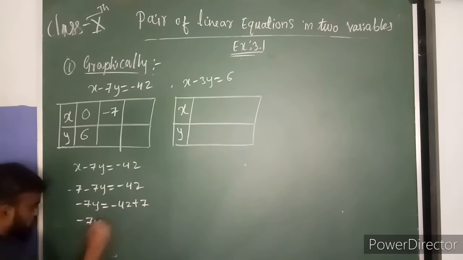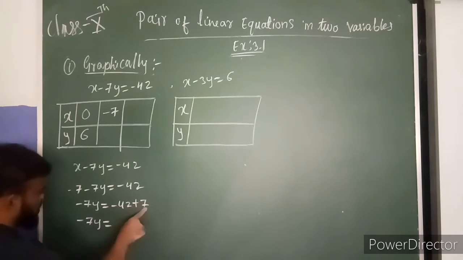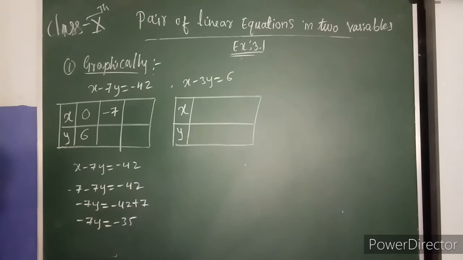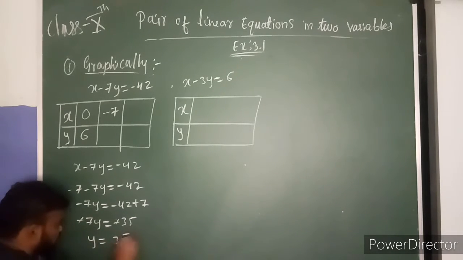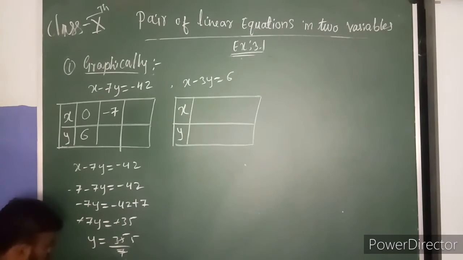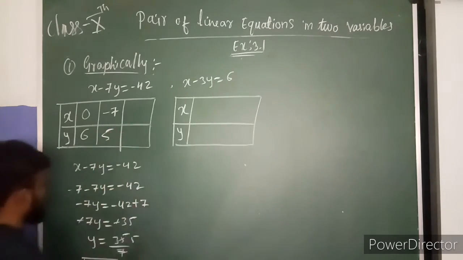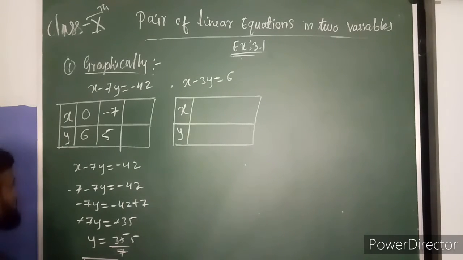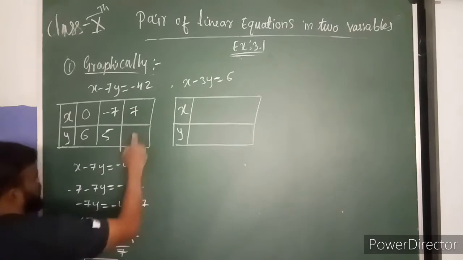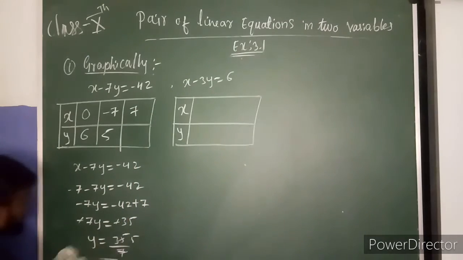Minus 7y is equal to minus 42 minus 7. How much? 7 sixes are 42, 7 fives are 35. We can take minus 35. If I subtract, 42 minus 7, we will get 35. Minus and minus get cancelled. So y is equal to 35 divided by 7. That cancels. 7 fives are 35. And y is equal to what? That is 5. We can put 5. Understood? And after that, if I take x value as 7, what will you get? That also I will explain here.